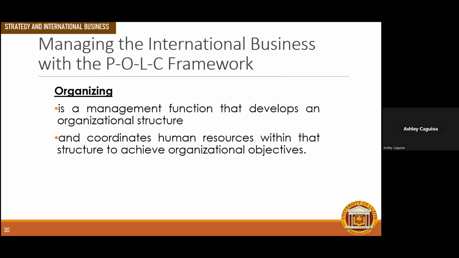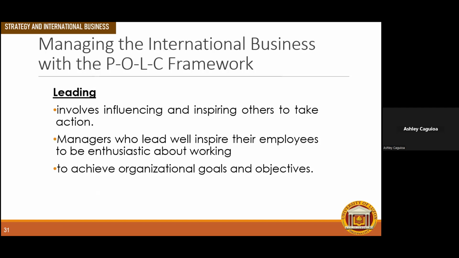So next we have organizing. Organizing is a management function that develops an organizational structure. Organizing coordinates human resources within the structure to achieve organizational objectives. Next, we have leading. Leading involves influencing and inspiring others to take action. Managers who lead will inspire their employees to be enthusiastic about working to achieve organizational goals and objectives.